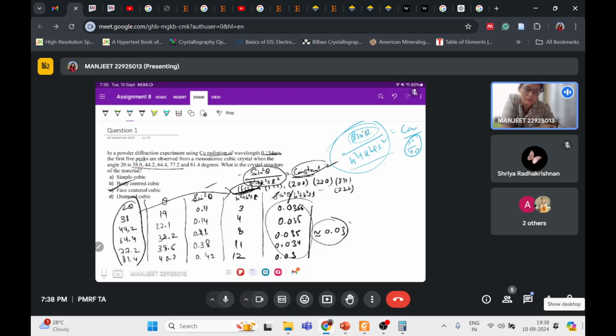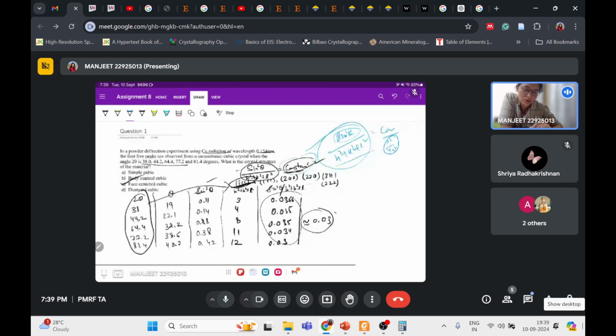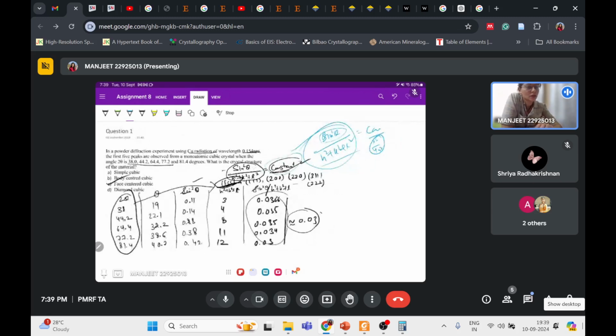So for the first ones, we know the HKL values. From there you can calculate the h square plus k square plus l square value, and once you divide, if it is coming out as a constant, then it is satisfying that, and that crystal structure is the one belonging to these 2 theta values. If it is not satisfied, then that crystal structure will not represent these peaks. So if you are getting the constant value, then that will be the correct one, and if you are not getting the constant values, then it is not the correct crystal structure for these peaks.